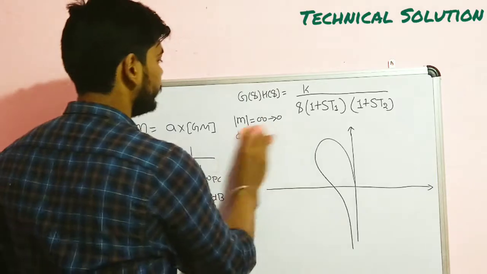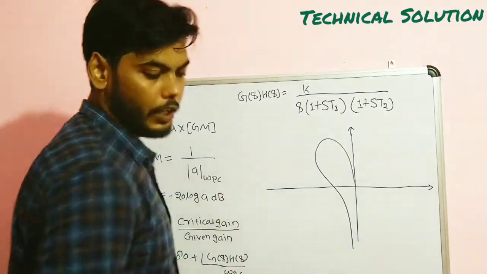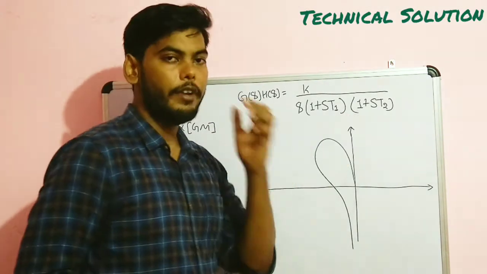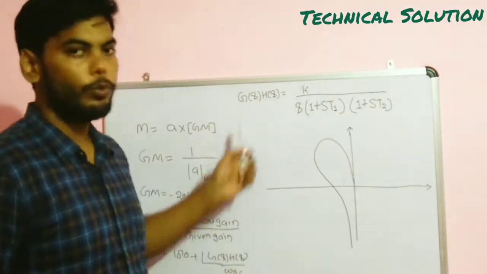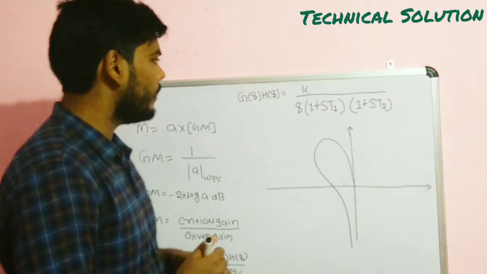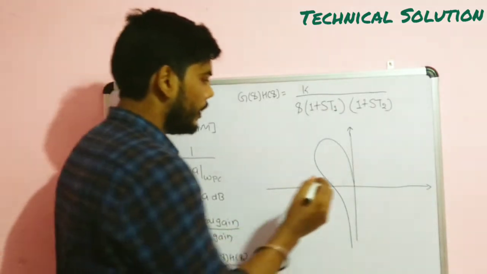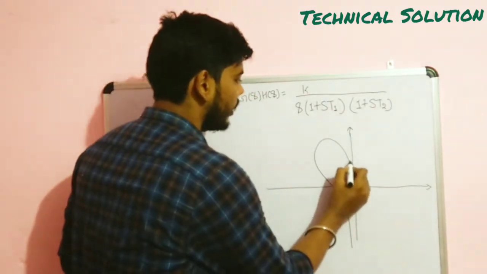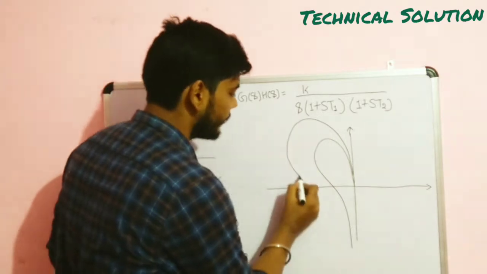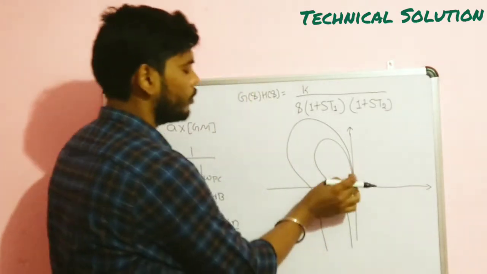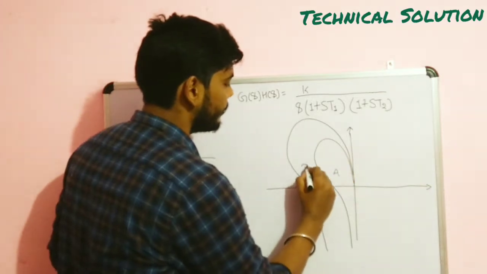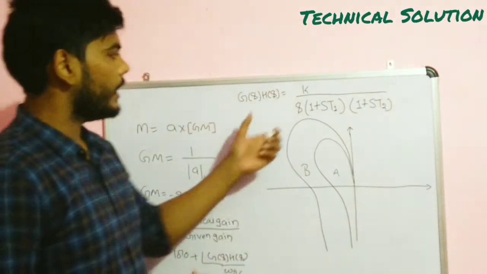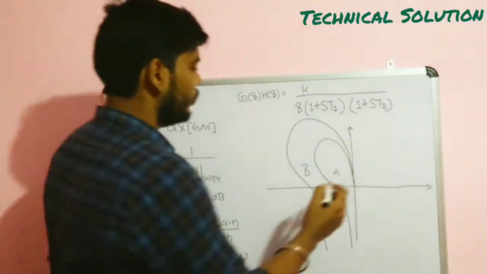Here T1 and T2 are variable. When we vary T1 and T2, we obtain another polar plot like this. Suppose this polar plot is A and this is B.